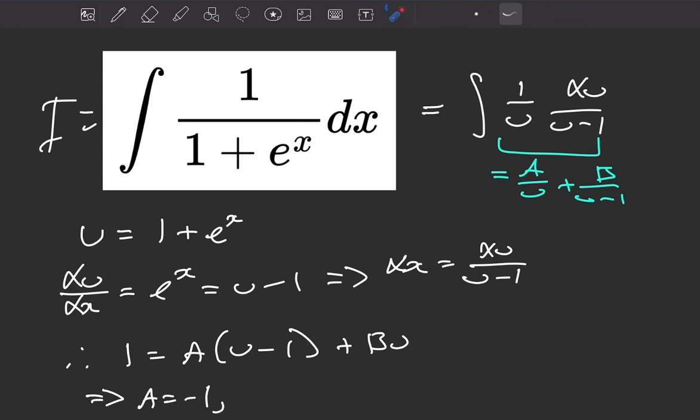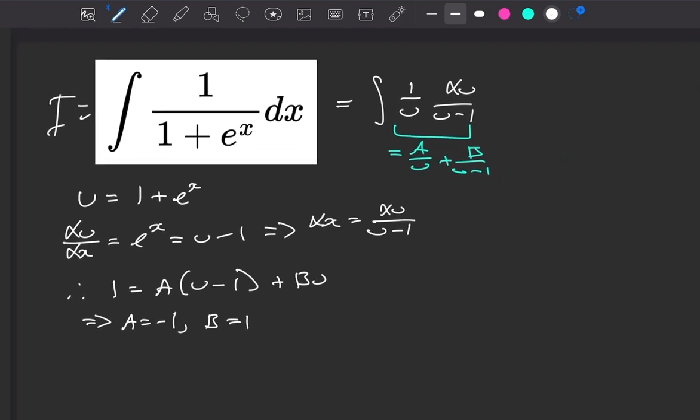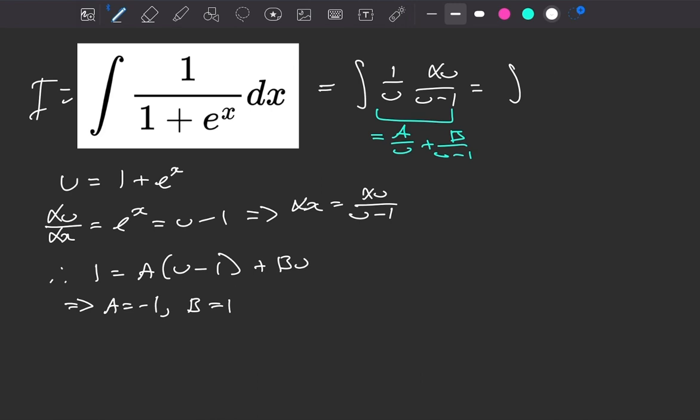Now when we look at the multiples of u, we have 0 on this side, au plus bu. So a and b have got to be the same value, but the negative of each other. Therefore b is going to be equal to 1. So we can rewrite our integral again. It's going to be 1 over u minus 1, subtract 1 over u, all integrated with respect to u. These then are nice and simple.